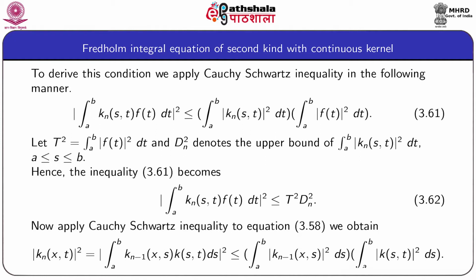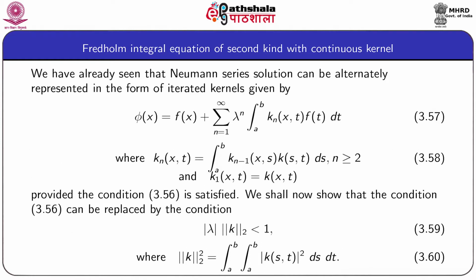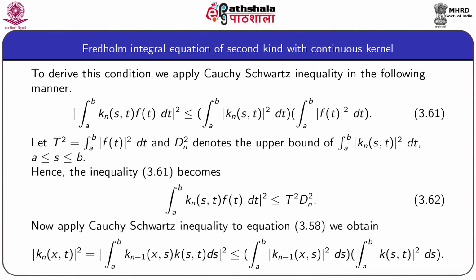To derive this condition, we apply Cauchy-Schwarz inequality in the following manner. We consider this function, that is the integral a to b k_n(x,t) f(t) dt on the right hand side of equation 3.57, and take the mod value of this and square. This becomes less than or equal to integral a to b mod k_n(x,t) square dt into integral a to b mod f(t) square dt. This is obtained by applying Cauchy-Schwarz inequality.